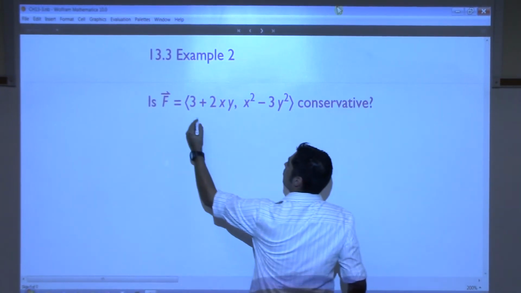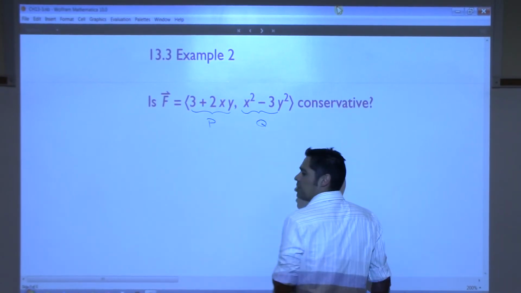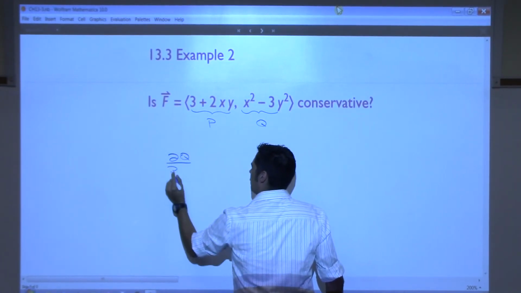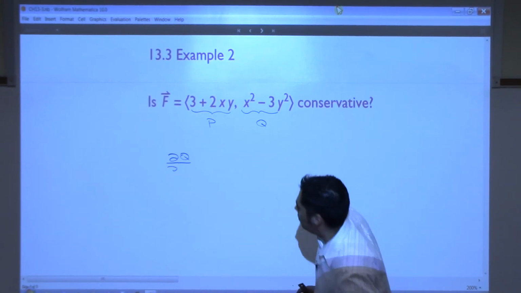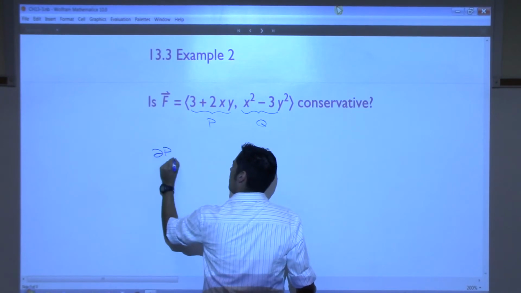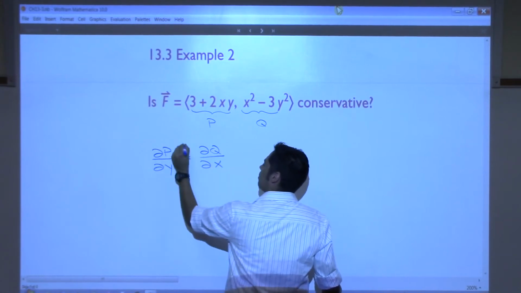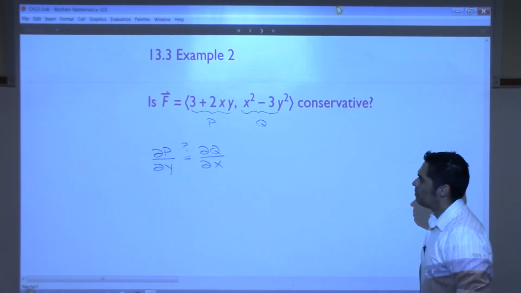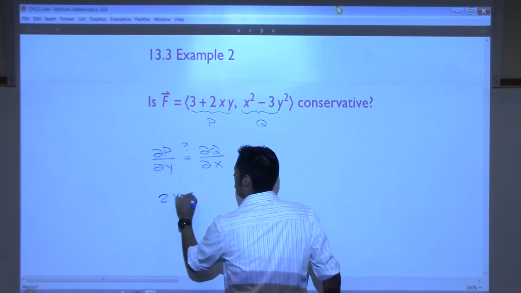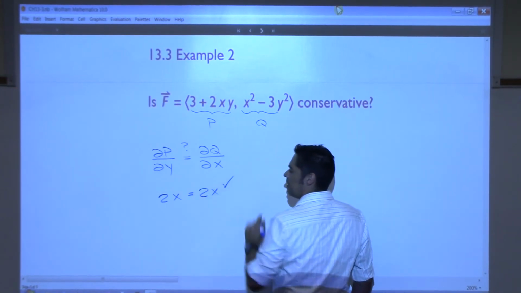So I'm going to call this one right here P. Call this one right here Q. And I'm just going to do a quick check. I keep on doing it backwards. I did this in the homework also. I'm going to follow the notes. Here's what I'm checking. Is the partial of P with respect to y equal to the partial of Q with respect to x? Yes or no? Well, what's the partial of P with respect to y? 2x. What is the partial of Q with respect to x? 2x. These are the same? Check. It is conservative.